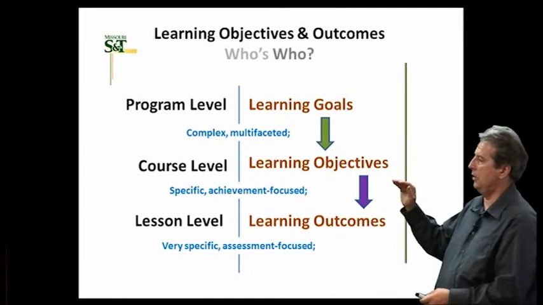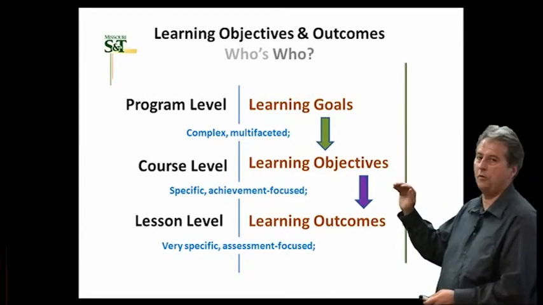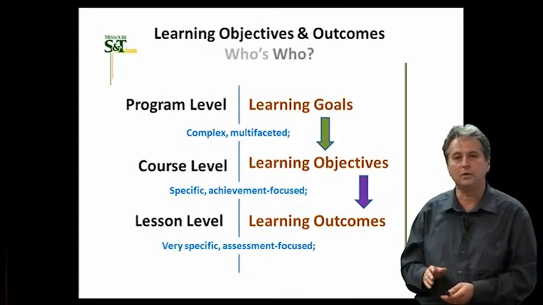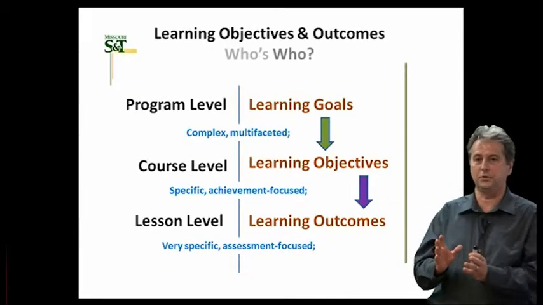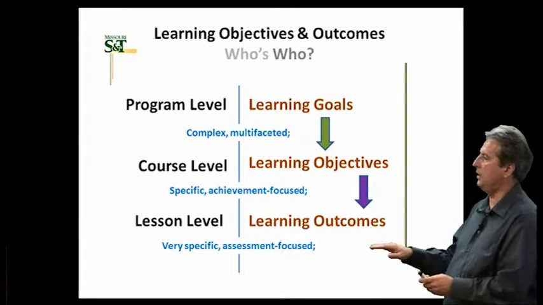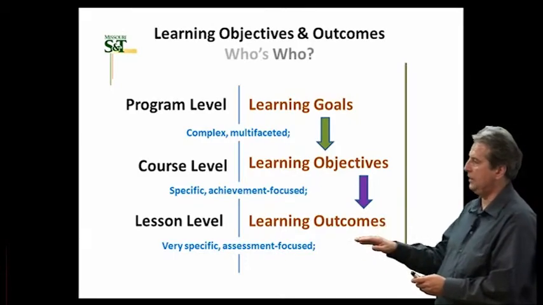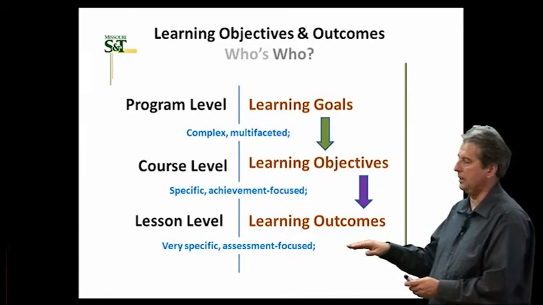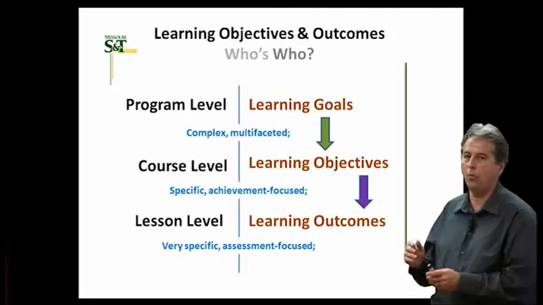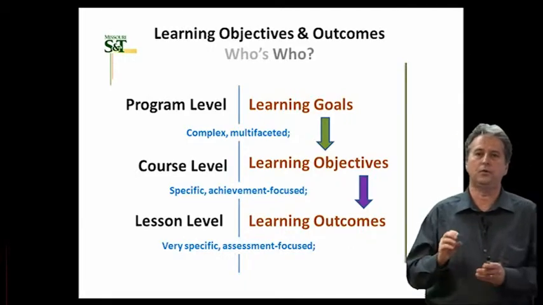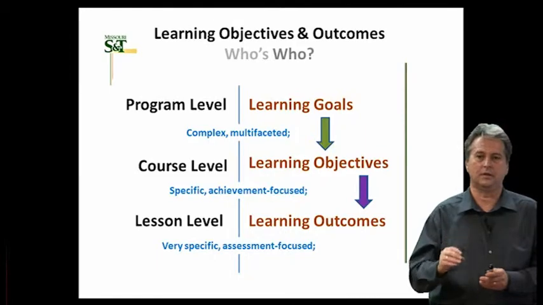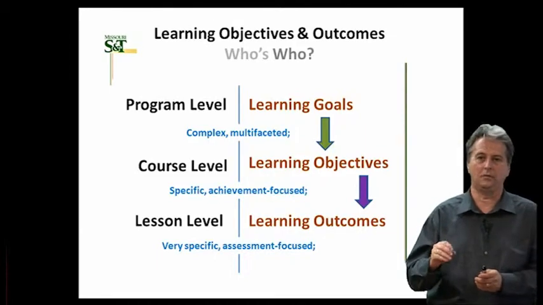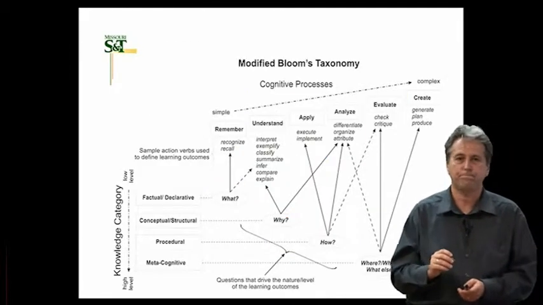If you go to the course level, here you have objectives. These are more specific, and you have to focus here on achievement. And finally, when you go to the lesson level or the topic level, here you have the outcomes. This is what you will use to create your test items that will align with what you taught.